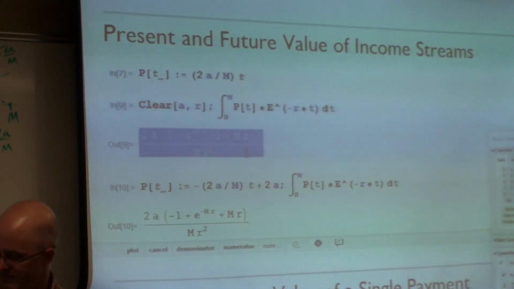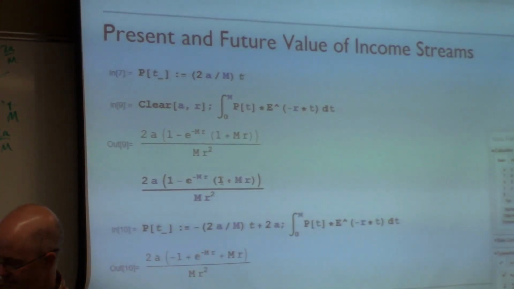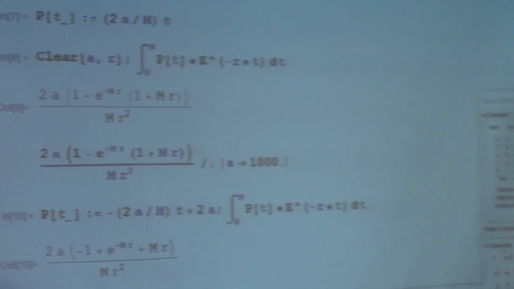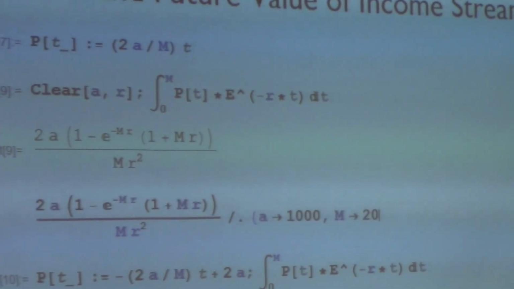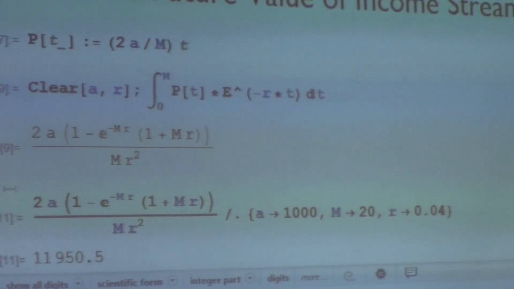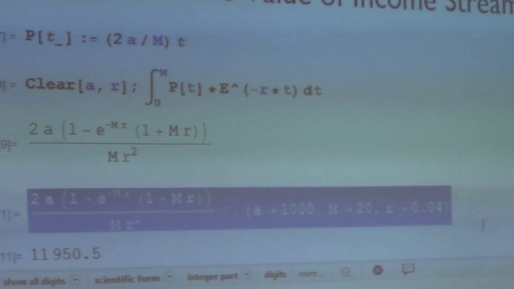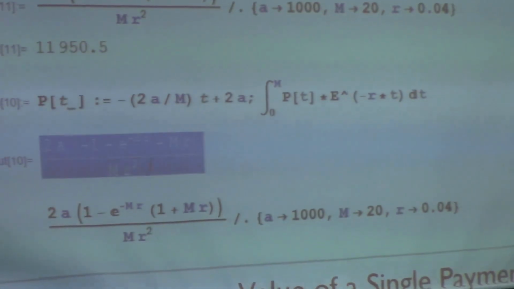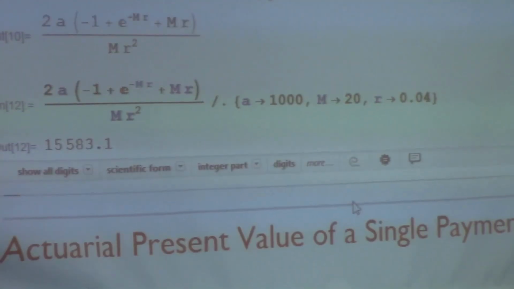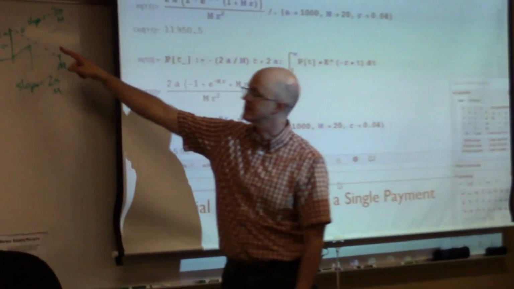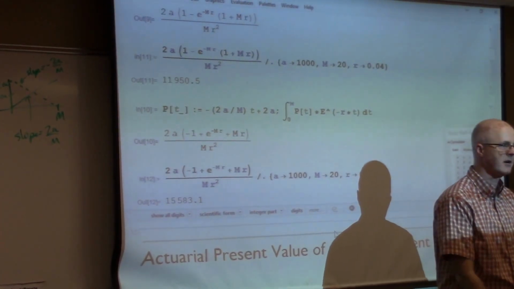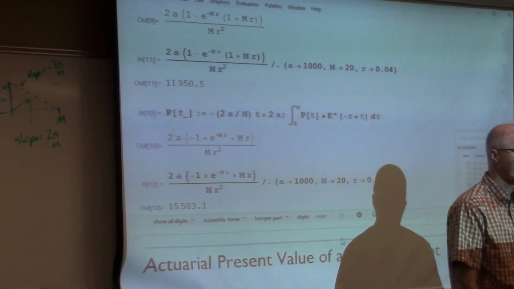Let's plug in specific values of a, m, and r in these things. I can do that like this. How about a is 1,000, m is 20, and r is 0.04. That one gives you 11,950. I think this next one down here, I'm going to copy and paste this thing here. I think this one should be bigger. And it is. Because that involves the second situation where you're front loading your money. It doesn't have to get pulled back in time as much.